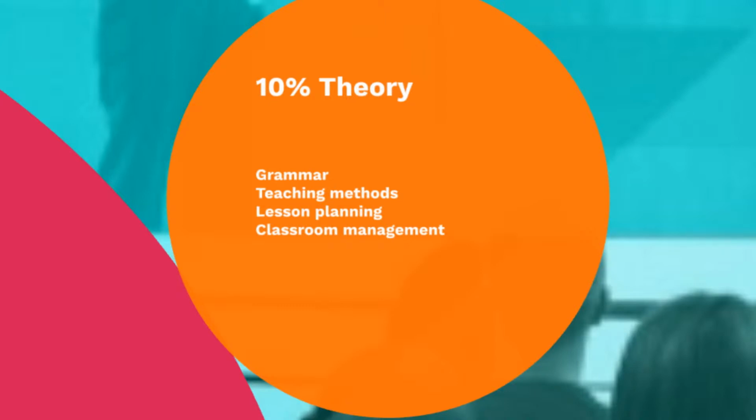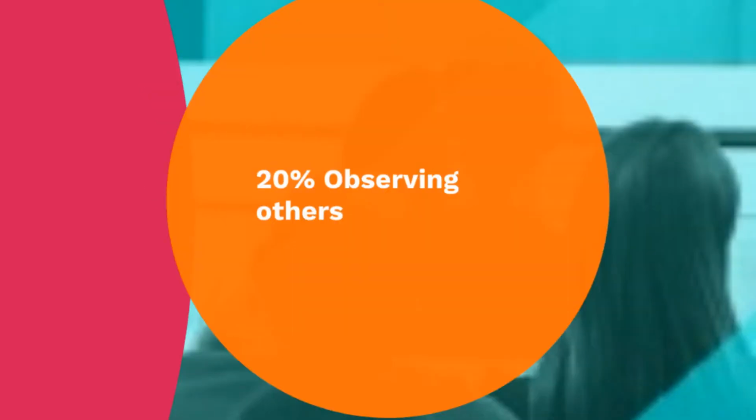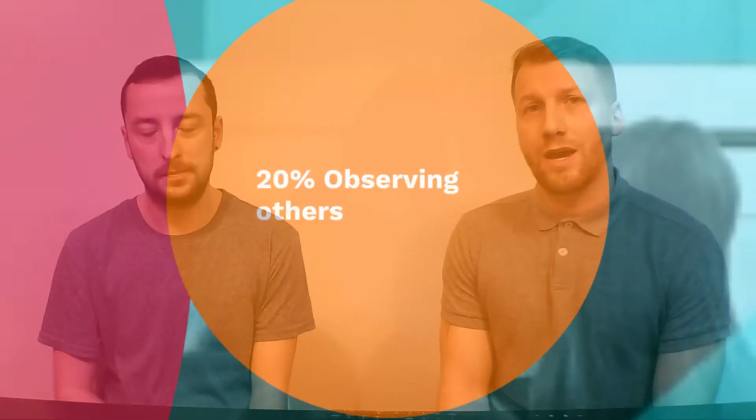Okay, now on to observing others. So this is the 20% part. Why is this important? This is important because, well, before you can really do something, it's good to be able to see someone else do it first, right? So how can you help your TEFLs or your trainees observe others? Well, you can pair them up with different teachers who are already teaching classes.